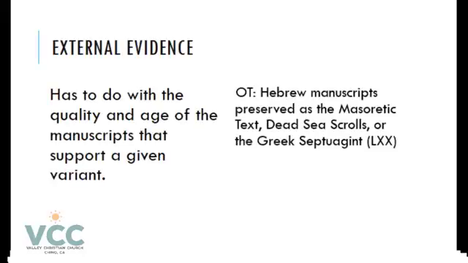For example, when we're talking about the Old Testament, we are looking at Hebrew manuscripts preserved as the Masoretic text, Dead Sea Scrolls, or the Greek Septuagint. You'll see this Greek Septuagint thing a lot. It's denoted by the LXX of the Roman numeral type thing.